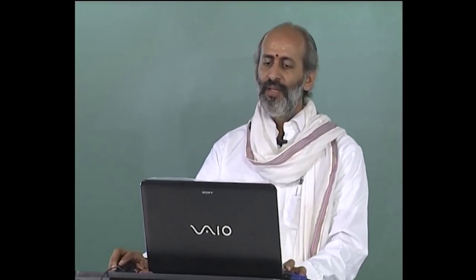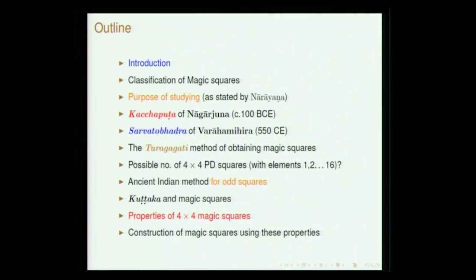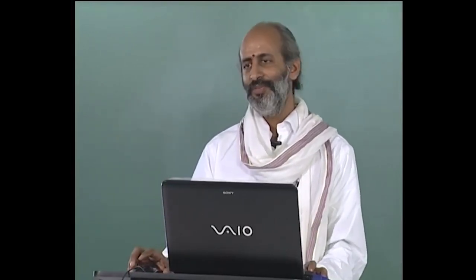We will start with the 4x4 magic square, which is called Samagarbha, and PD here refers to pan diagonal. We will quickly see what pan diagonal means, and how many pan diagonal magic squares can be constructed. This is an interesting question posed by Narayana Pandita in his Ganita Kaumudi, and he also gives an answer, that is 384. We will see how it is, and we will also discuss the ancient Indian method of constructing odd squares.